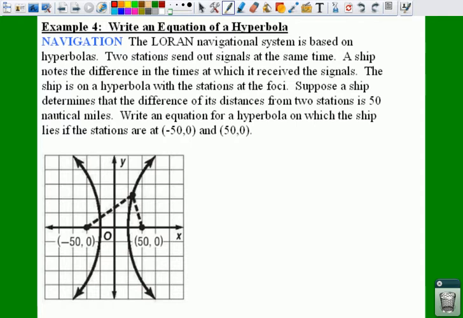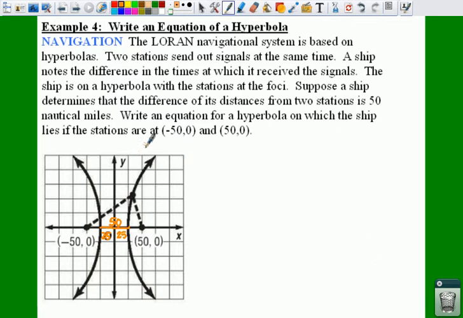A ship notes a difference in the times at which it receives the signals. And the ship is on a hyperbola with the stations at the foci. So your ships are taking this path, and your stations are here at your foci. Suppose the ship determines that the difference of its distances from two stations is 50 nautical miles. And so that means that this total distance to go from here to here is a total of 50. So if that total is 50, then each of these would be 25 here and 25 over here.